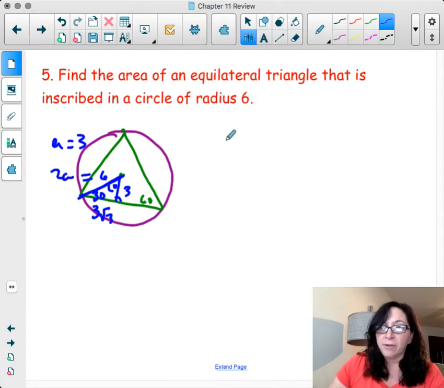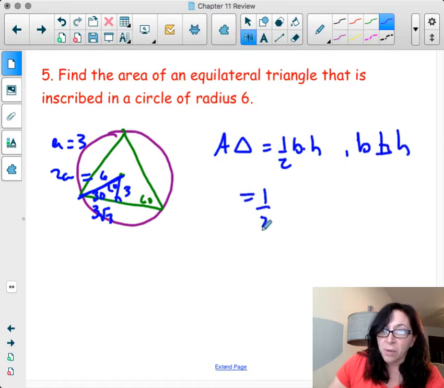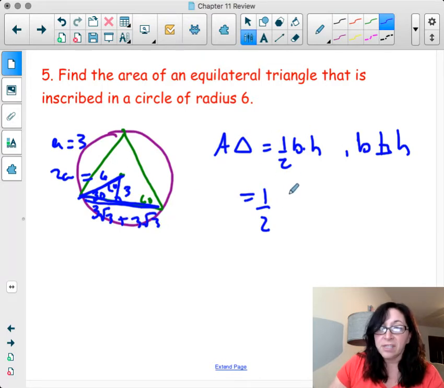So find the area of the triangle. The area of a triangle is equal to 1/2 base times height, where the base has to be perpendicular to the height. So that's going to be 1/2 my base. Now remember, this whole thing's my base, not just this part. So that's going to be 3 root 3 plus 3 root 3, which makes 6 root 3. So my base is 6 root 3 times my height.